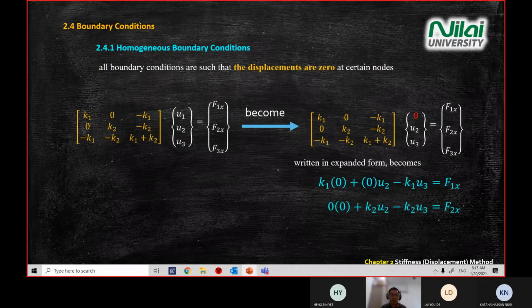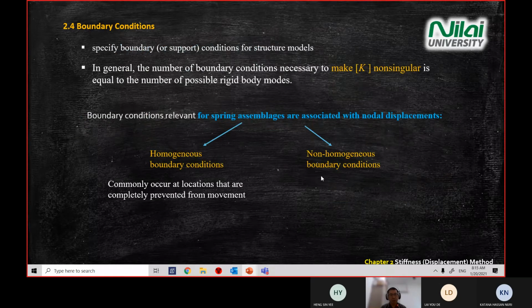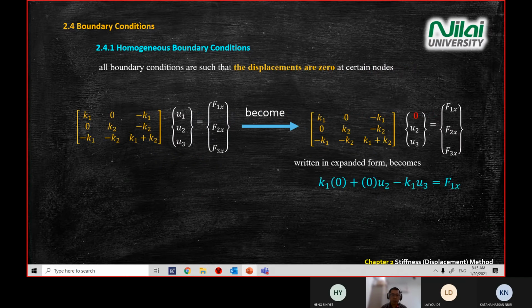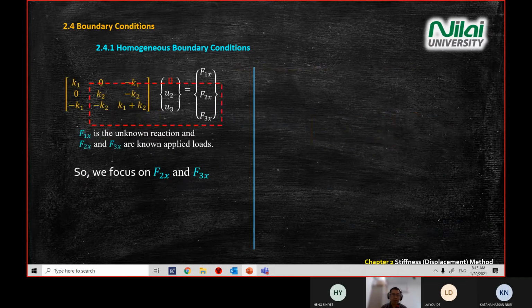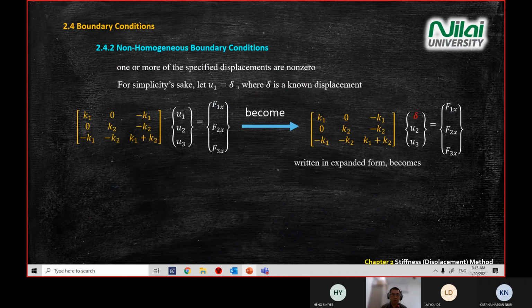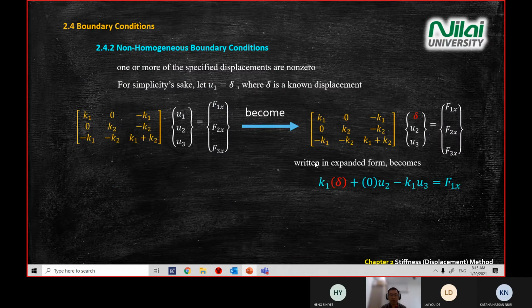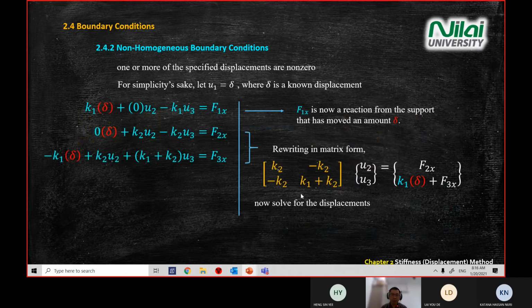Then we also talk about what is homogeneous and what is non-homogeneous. Homogeneous means the structure does not move, or that particular point does not move. One of your U is 0. If it's non-homogeneous, then all the points are moving, or you have displacement for all the points. So we have gone through an example on homogeneous, and also an example for non-homogeneous. So make sure you understand all the mathematical symbols.